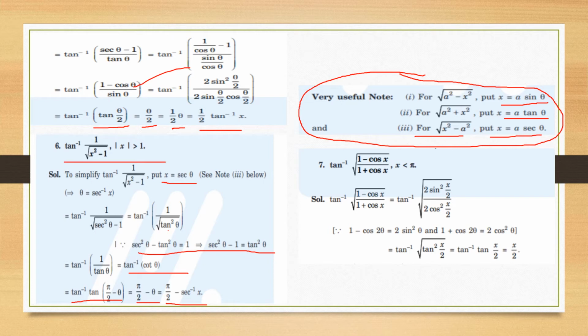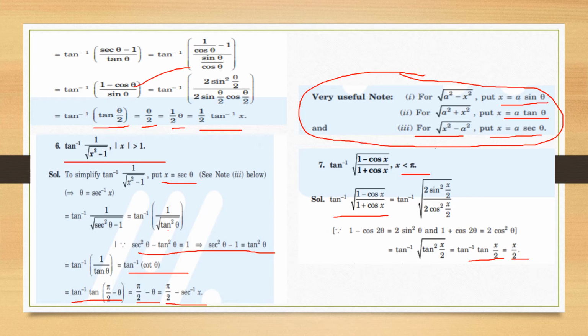So number 7 is tan inverse root 1 minus x upon 1 plus x, for x less than pi. I can apply the formula again as 2 sin square x by 2 upon 2 cos square x by 2. So this is the conversion formula listed here. So it becomes tan inverse of tan square x by 2, that is tan x by 2. So I get the answer as x by 2.